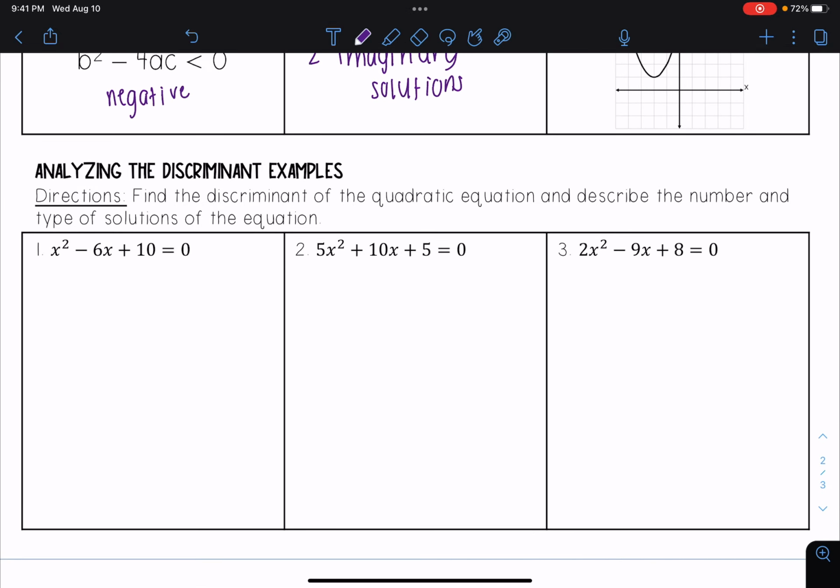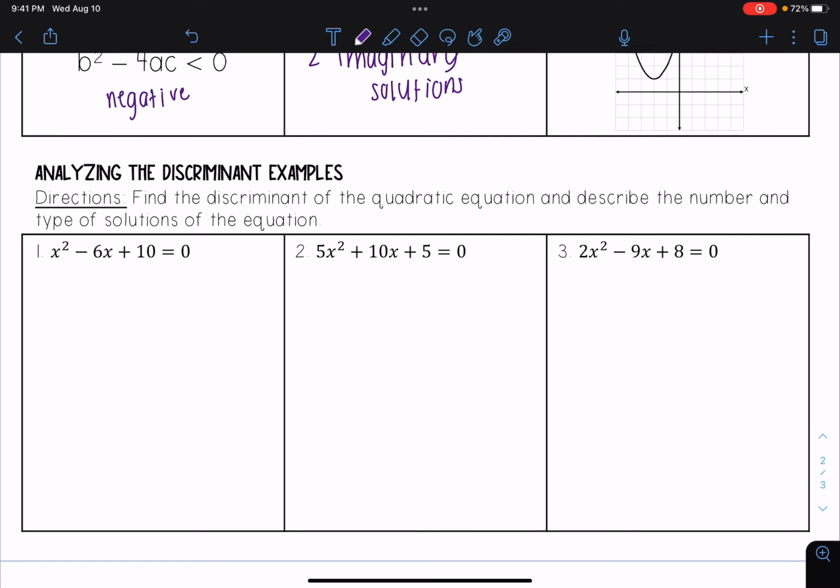So here, directions, we're going to find the discriminant of the quadratic equation and describe the number and type of solutions of the equation. And so here, remember that our discriminant is equal to b squared minus 4ac. So looking at number 1, I have x squared minus 6x plus 10 equals 0. I'm going to first label my a, b, and c. Here I see that my a is the number in front of x squared, which is 1. B is the number in front of x, which is negative 6, and c is 10.